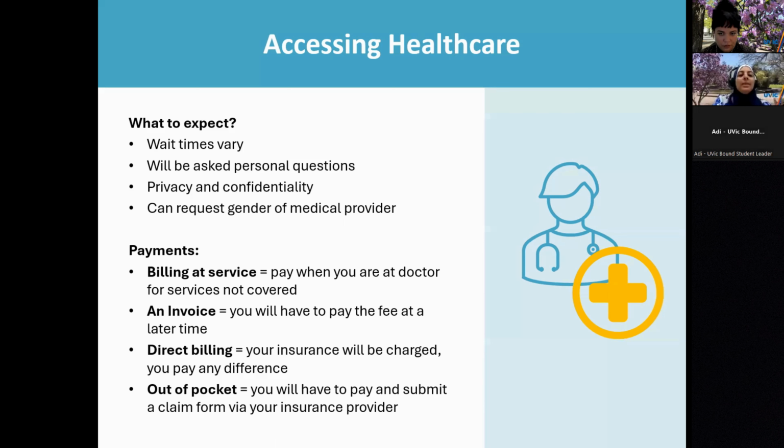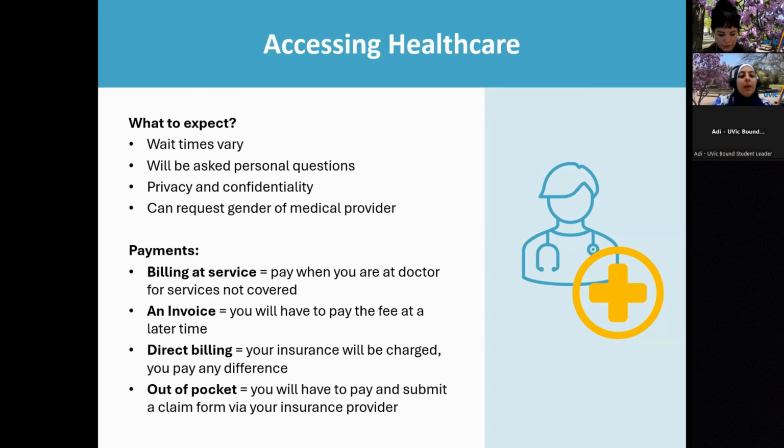Now, a little bit of terminology when it comes to payment. Billing at service means that at the doctor, before being seen, you have to pay any fees that your health insurance is not covering. An invoice is when you pay the fees at a later time. They give you the paper document that says what you need to pay, but you can pay later.